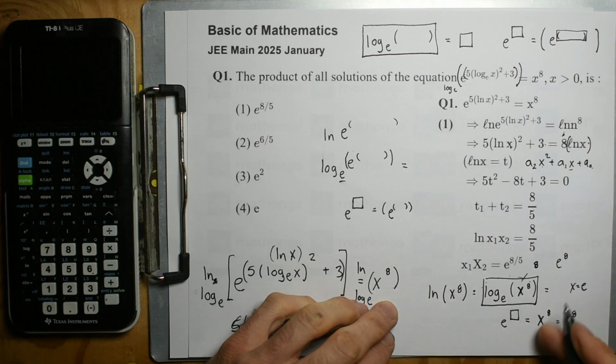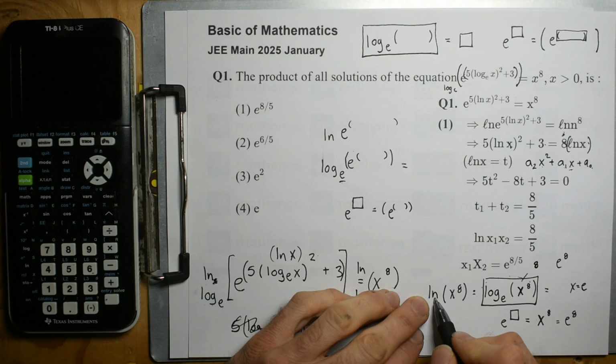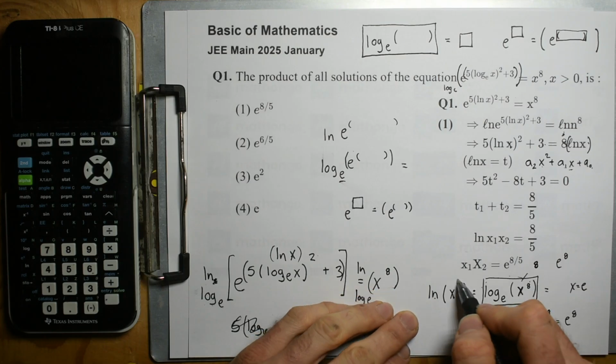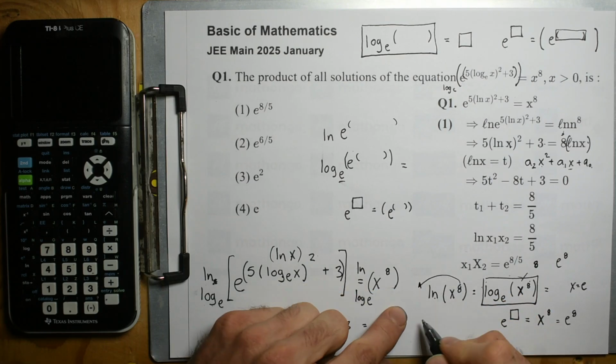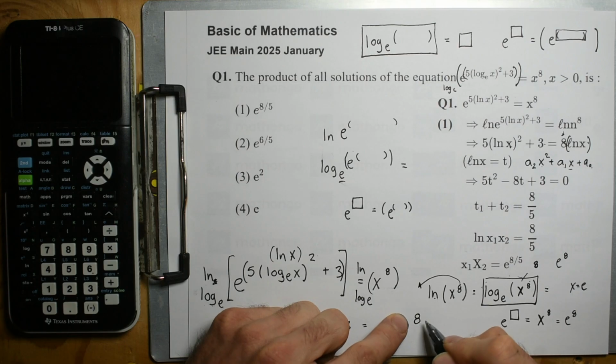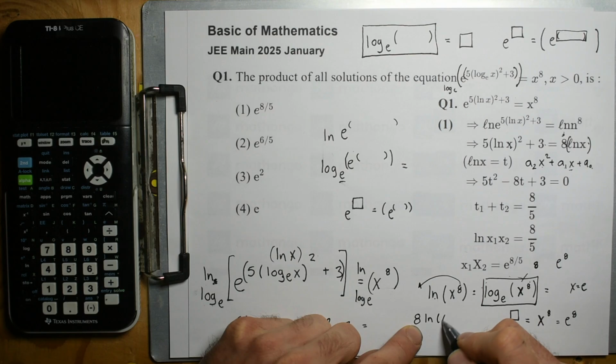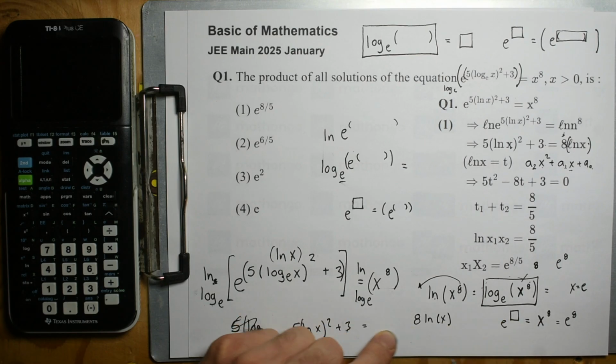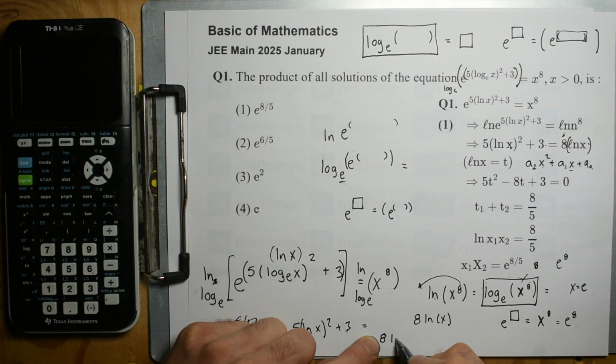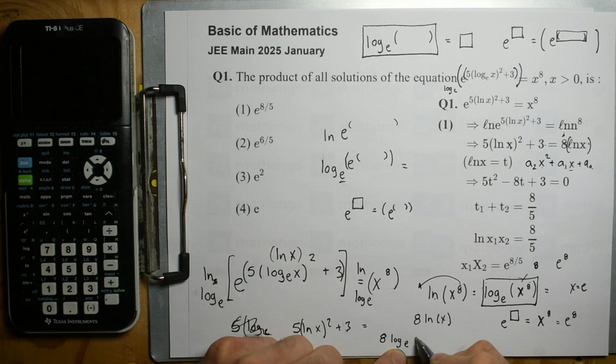And now we know that if we have ln of x to the 8, we can maybe bring that 8 outside. And I'm not even doing a good proof of this, but now we have 8 ln of x. And so let's set this up. This is going to be 8 log e of x.